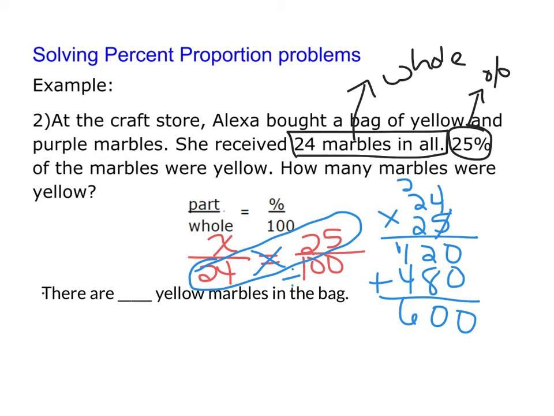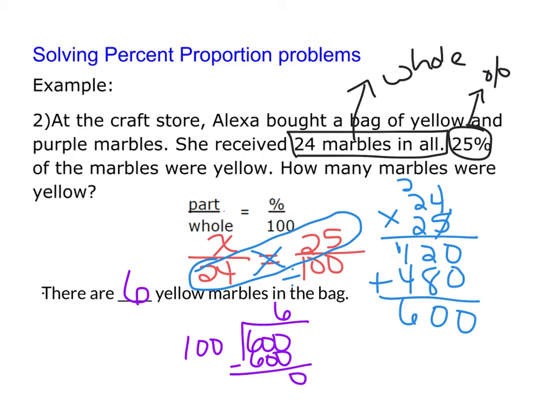Oops, trying to change the color. So 600 divided by 100. So 100 to 600, 6 times, that's 600, remainder is 0. So that means there are 6 yellow marbles in the bag.